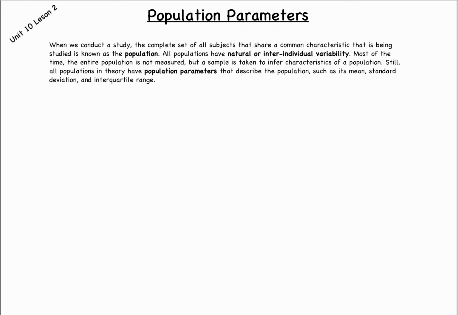All populations have parameters that describe them, and you know these parameters. We've talked about them. Parameters are fancy for: are we going to talk about the mean? Are we going to talk about standard deviation? Are we going to talk about interquartile range? These are all things that you remember from, hopefully, algebra. Maybe the word statistical study sounds familiar?